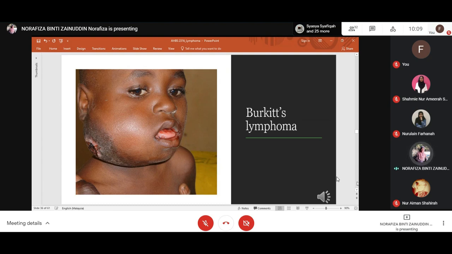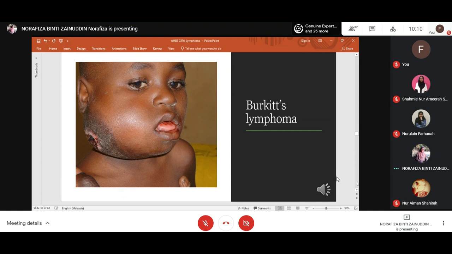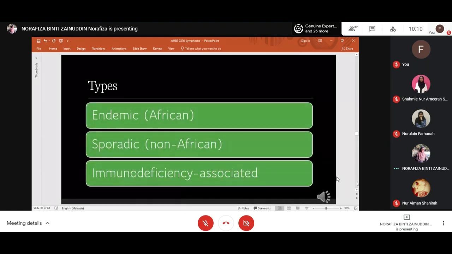Outside Africa, Burkitt's lymphoma is rare. In the US, actually 59% of their patients are around age 40 and above, and it is likely to develop in people with HIV infections. Right. So there are these types: the endemic, sporadic, and also immunodeficiency associated Burkitt's lymphoma.